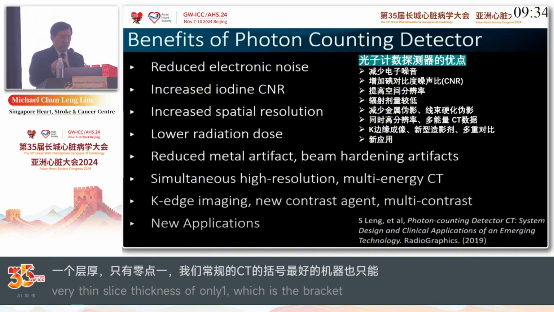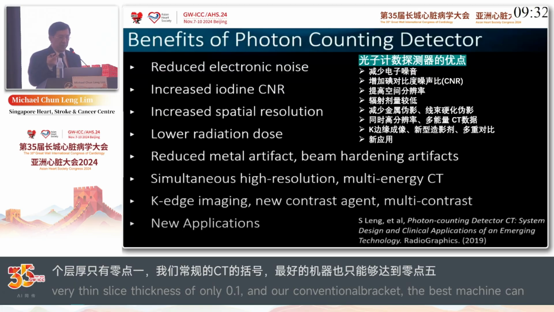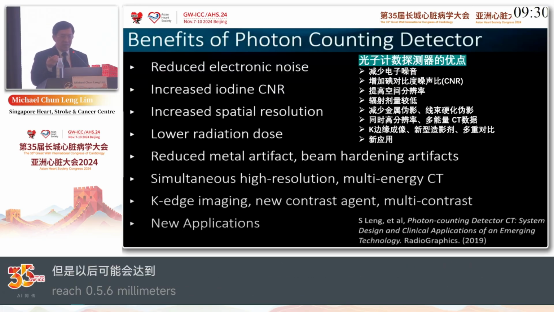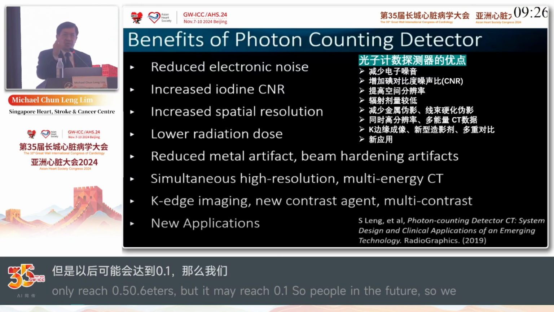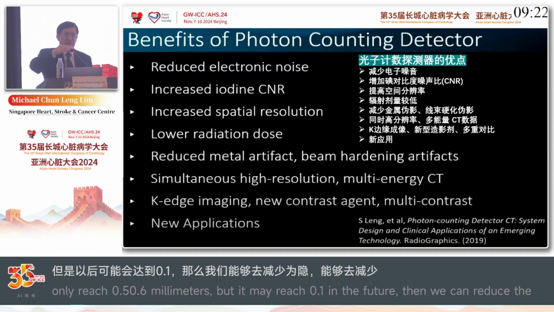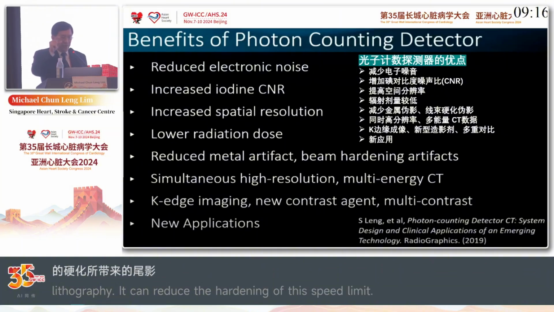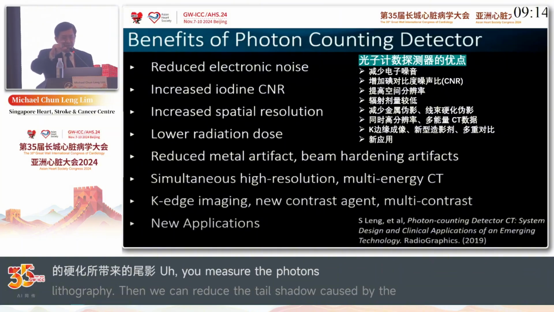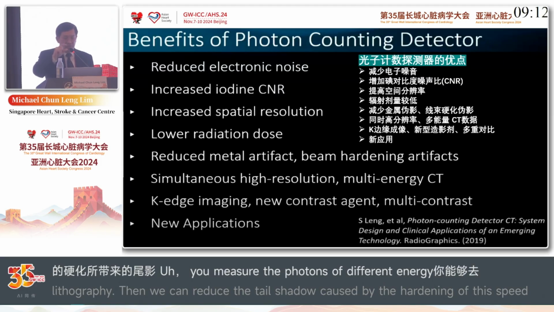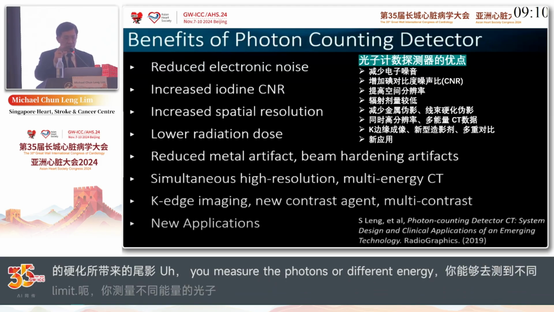And you will see that you don't get this problem of metal artifact or beam hardening artifact. Beam hardening and metal artifacts are areas where you get hypodensity because of the beam, or you get blooming artifacts because of reflection of the X-rays, all right? And because you measure the photons of different energy, you can actually adjust the energy thresholds and see what you want to do with it.